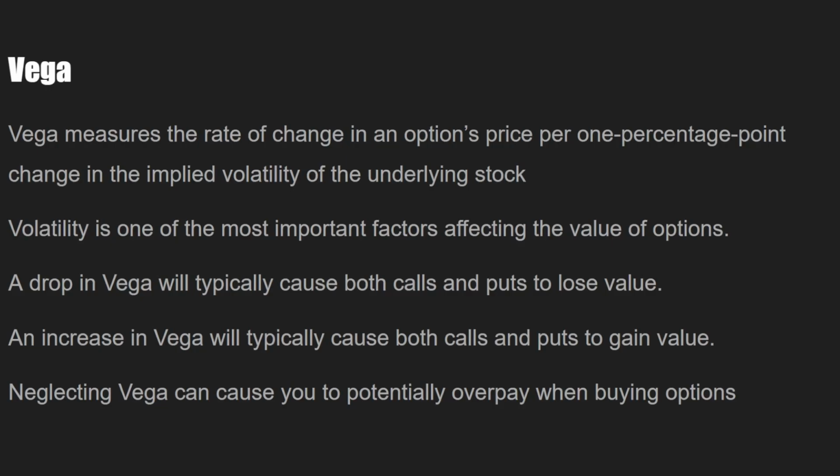Vega is what measures the rate of change in an option's price per 1 percentage point change in the implied volatility of an underlying stock. It's one of the most important factors affecting the value of an option. A drop in Vega will typically cause both calls and puts to lose value, and an increase in Vega will typically cause both calls and puts to gain value. Neglecting Vega can cause you to potentially overpay when buying options.